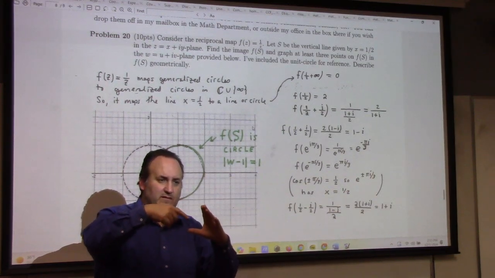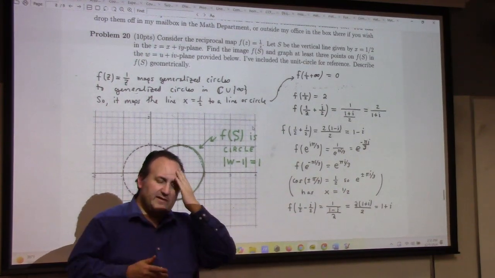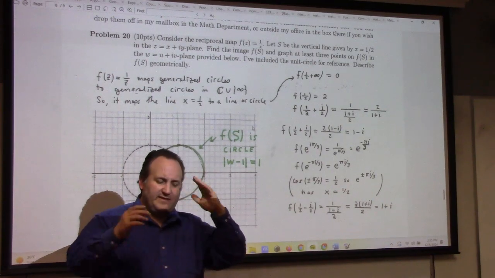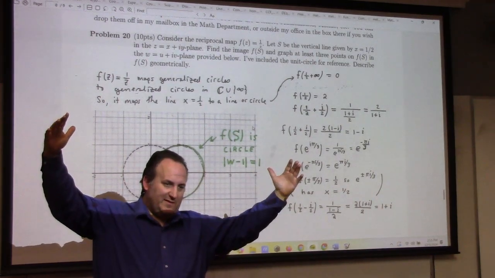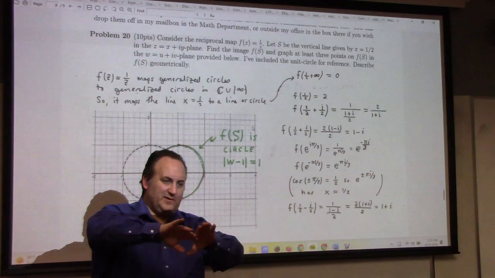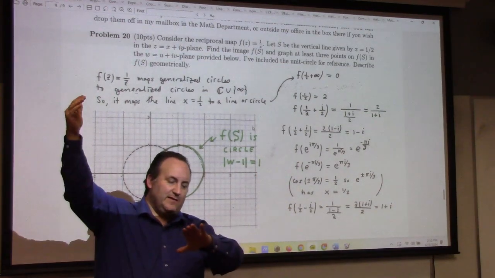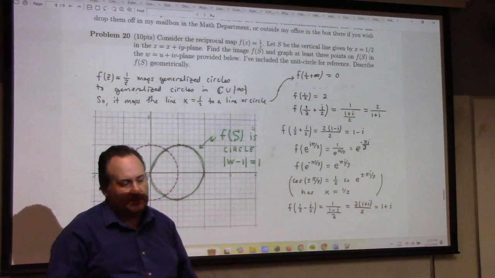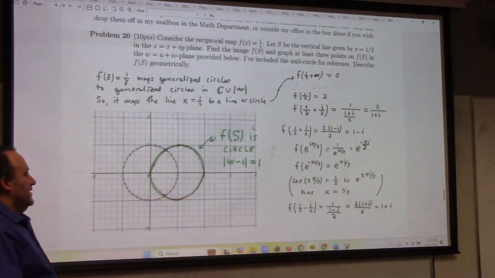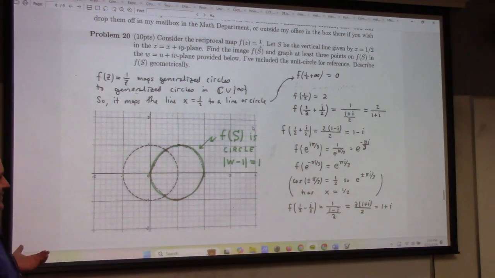It takes everything outside the unit circle and the reciprocal map folds it into the unit circle, right? It takes infinity and maps it to 0 if we're working with the extended complex plane. So there's all that to kind of guide you in some sense.